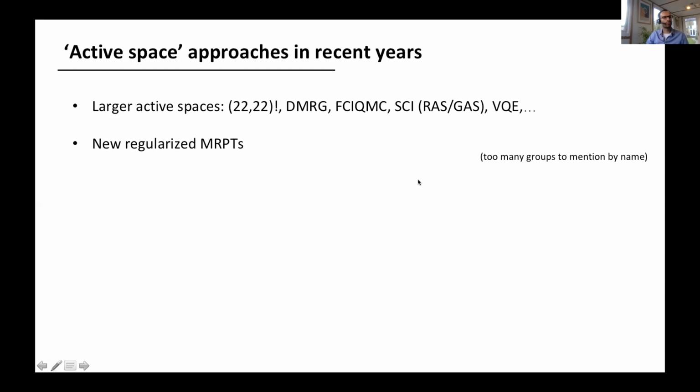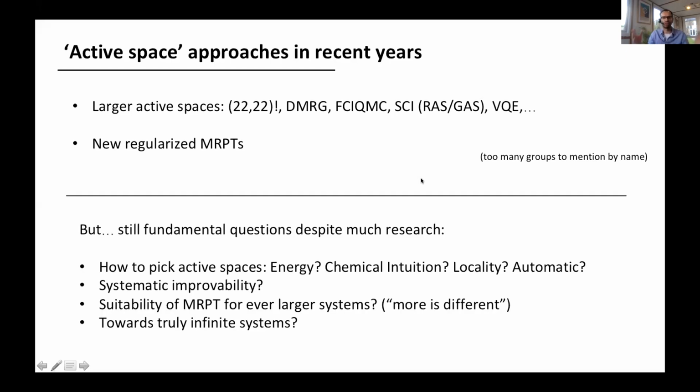I want to think about these, and a few more, in the context of more fundamental questions. These are not new questions; they are questions that are often asked. How do you pick your active space? This is a question that comes up again and again and again. There are a few automatic ways to pick active spaces that have been proposed in the literature, but they're still not fully widely used.